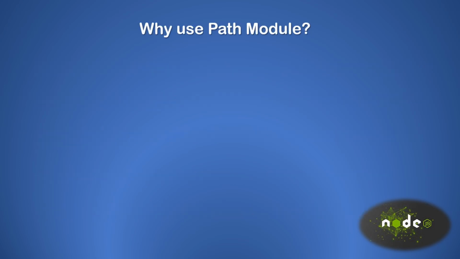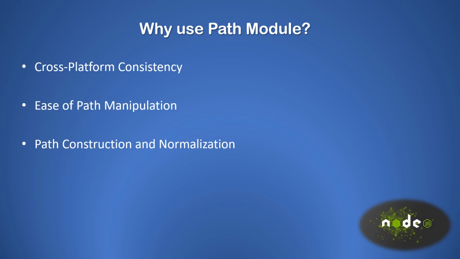Now let's see why we need to use the path module. There are different advantages to using it. The first one is cross-platform consistency. One of the biggest challenges when working with file paths is handling the differences between operating systems. On Windows, the path uses backslashes, while on Linux and macOS, the path uses forward slashes. The path module abstracts away these differences, so you can write code that works consistently across different platforms without having to worry about these issues.